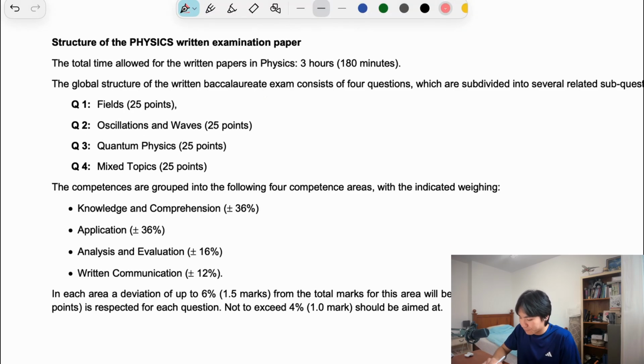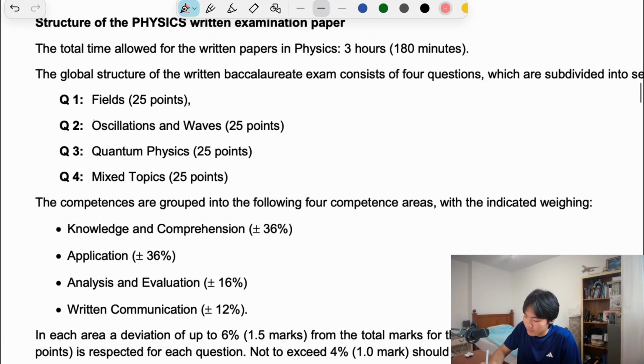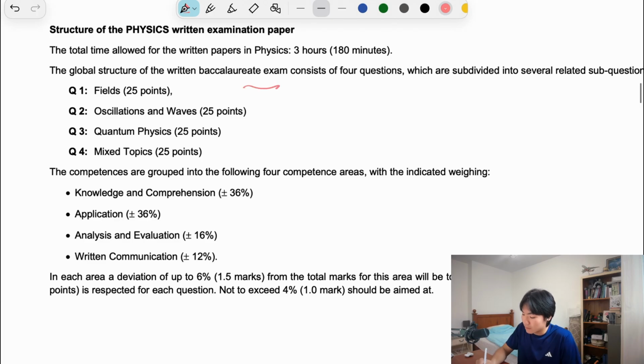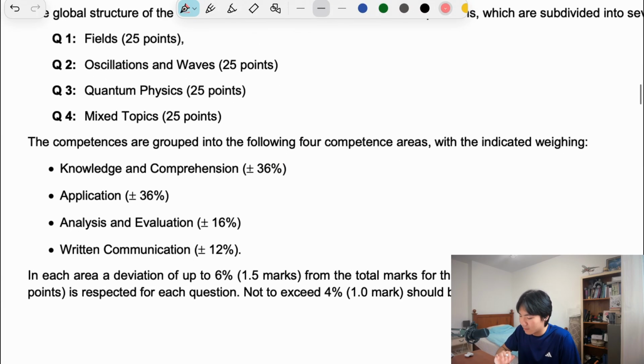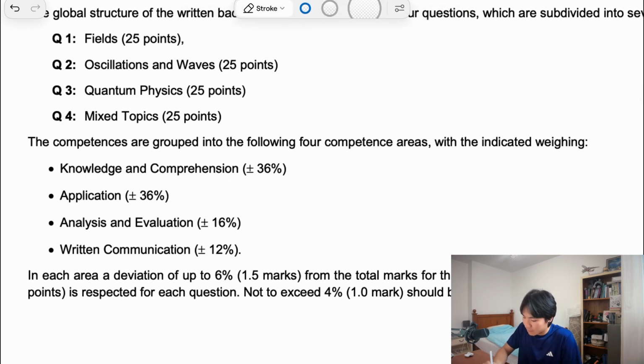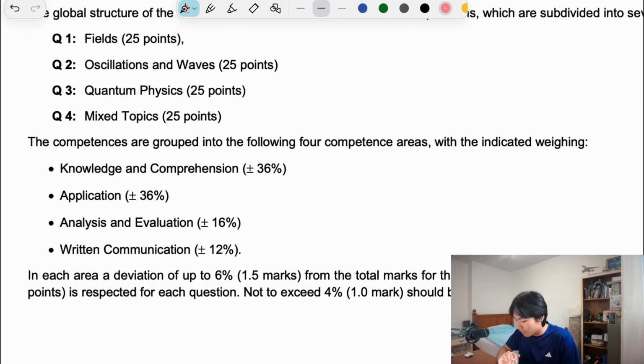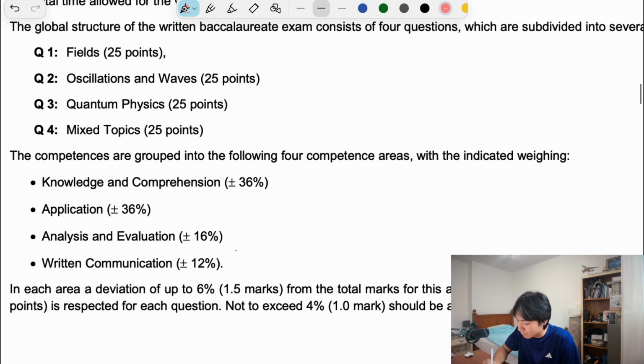And the first topic we're going to cover is fields. I'm going to get into more depth later: oscillation and waves, quantum physics, and mixed topics. So these are the big 4 topics that we're going to cover. And then this is the criteria that it is graded on: knowledge and comprehension, application, analysis and evaluation. And this is, I guess, a big chunk: written communication, right?